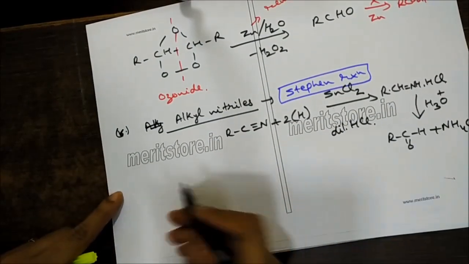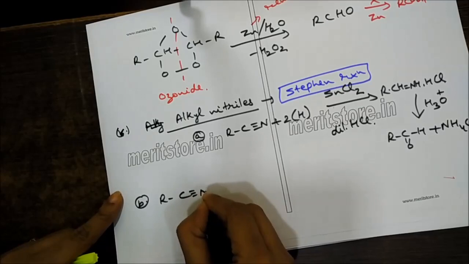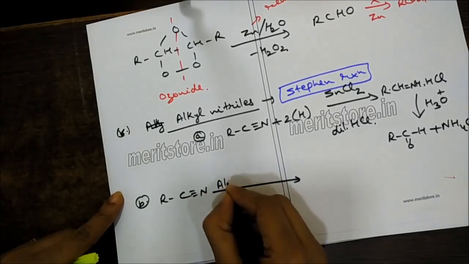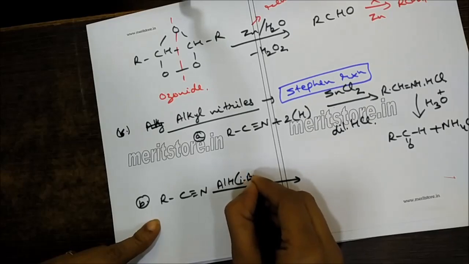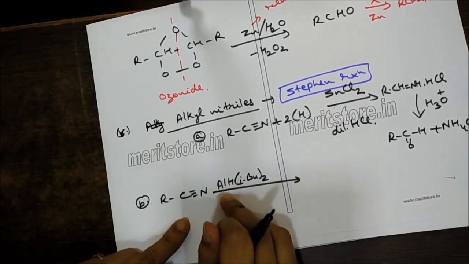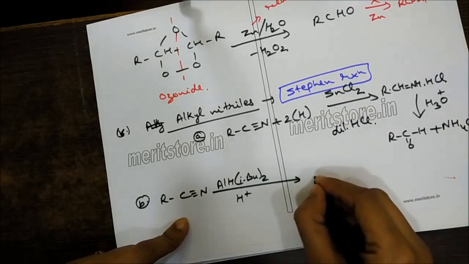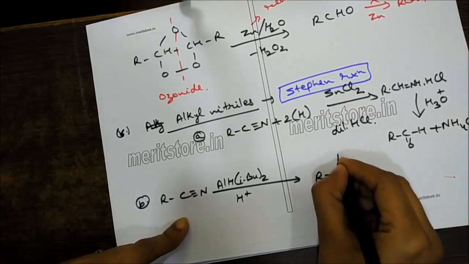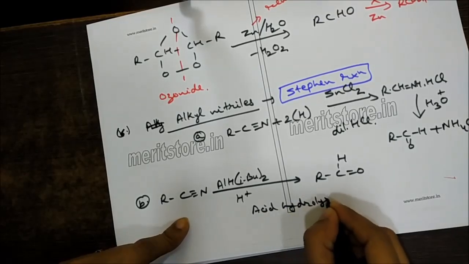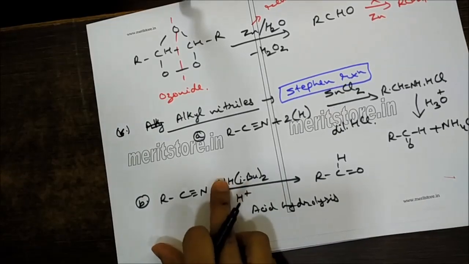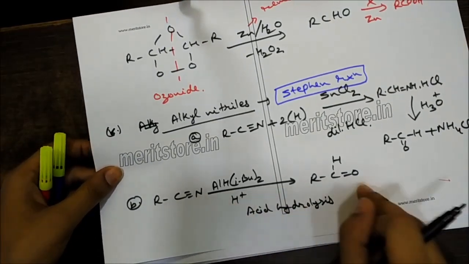Next method from alkyl nitrile is, this is done in presence of diisobutyl aluminum hydride in presence of acid, will give aldehyde. This is acid hydrolysis of alkyl nitrile in presence of diisobutyl aluminum hydride, which will react on alkyl nitrile and give aldehydes.